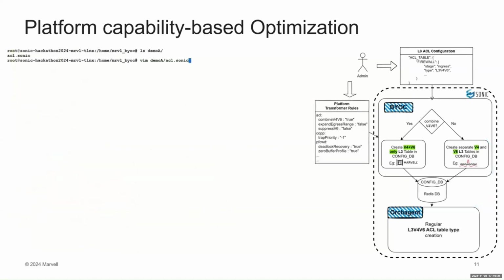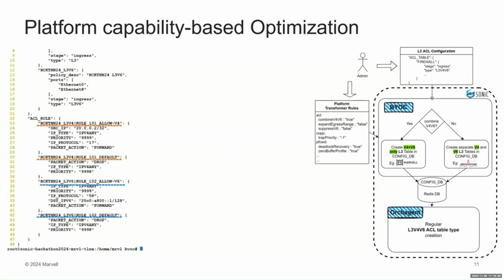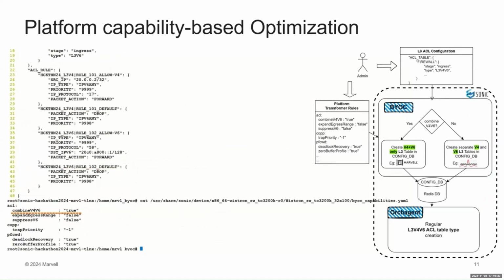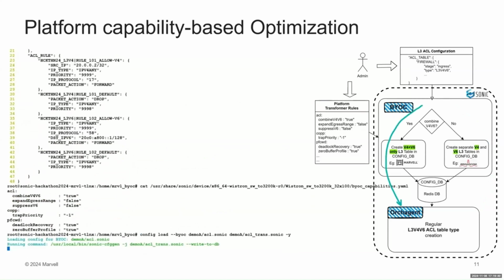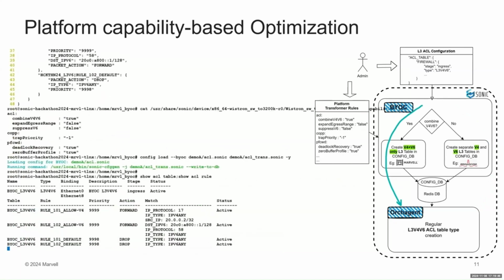Now we will use a Marvell Teralynx device that supports combining v4 and v6 tables with the same user config used before. As you can see, the combine v4 v6 platform rules is set to true for this device. We invoke the BYOC SONiC config load command. We can see that a single v4 plus v6 combined ACL table is created and all ACL rules are created inside this combined table.